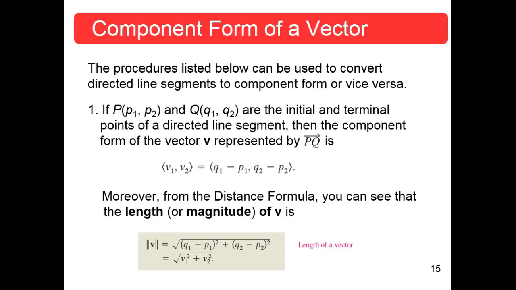Moreover, from the distance formula, you can see that the length, the magnitude of V, would be the difference in this squared plus the difference in that squared. Q1 minus P1 squared plus Q2 minus P2 squared. And that's the square root of V1 squared plus V2 squared, since this is V1 and that's V2, it's just V1 squared plus V2 squared. Square root of that. That's the magnitude of V. So there's lots of equivalent ways of writing equivalent things.